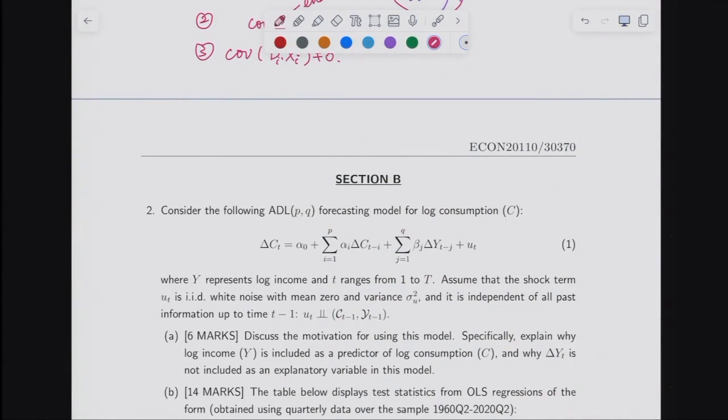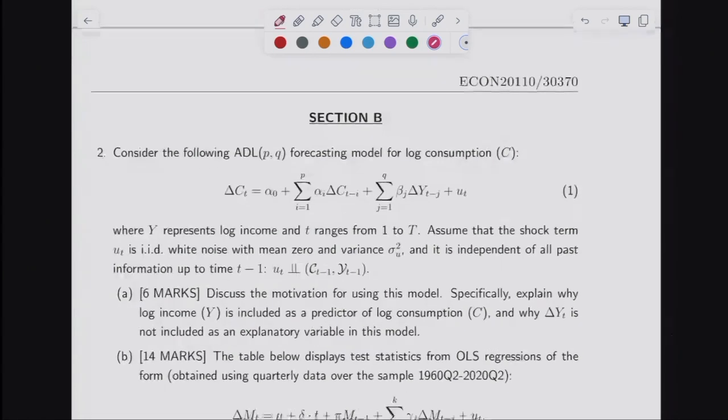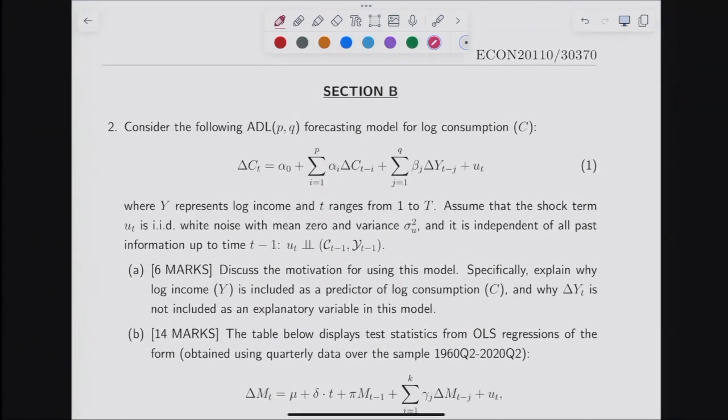So in part B, we have an ADL model of order PQ. Remember, the first letter, the P, always stands for the AR order, and the second letter, the Q, always stands for the DL order. So DL is the distributed lag, basically the number of lags coming from a different series. So here we have an ADL model for log consumption C, and the Y here represents the log income. And we have an effective sample from T equals 1 to capital T.